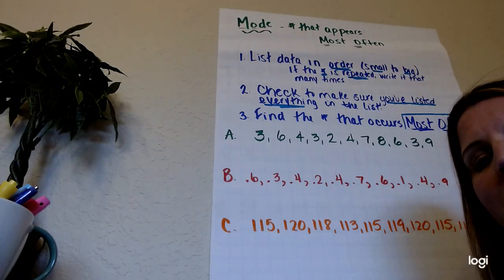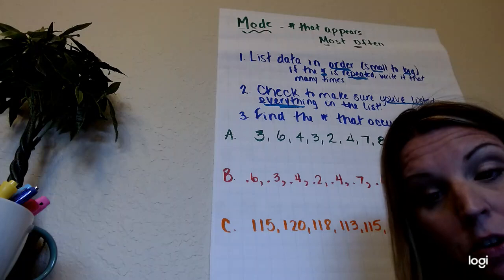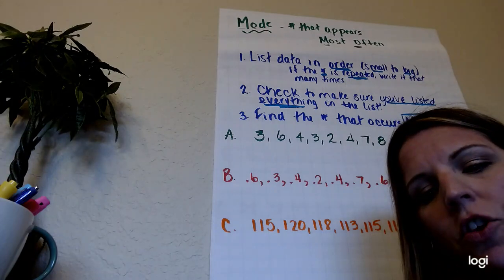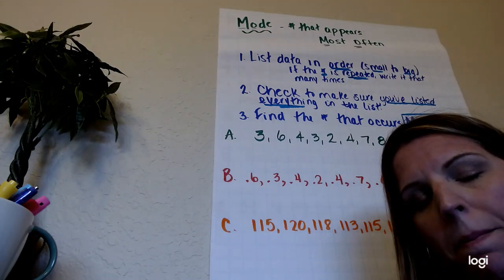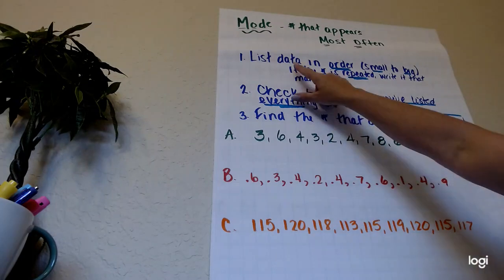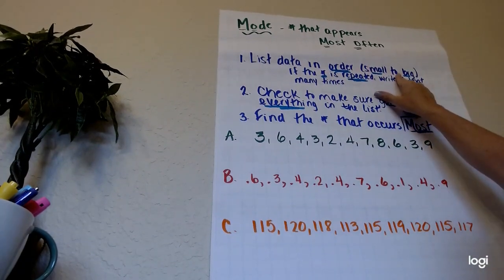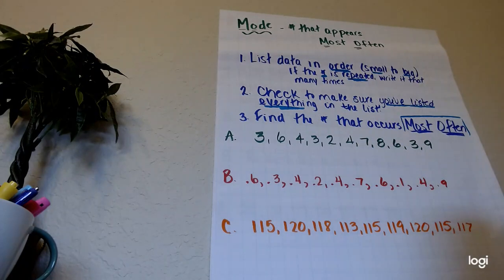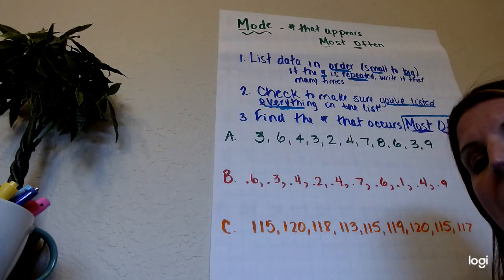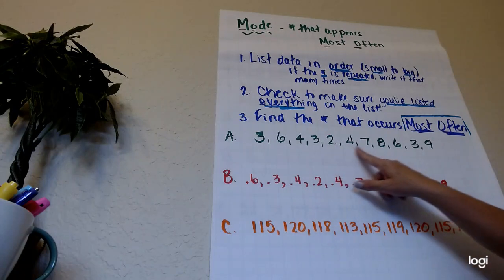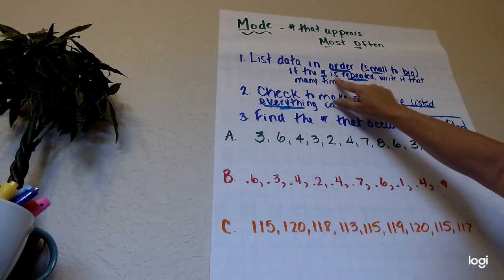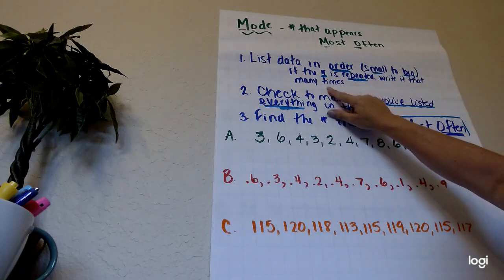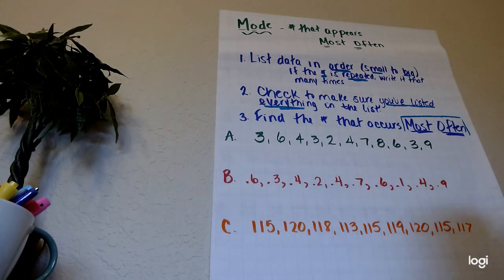The reason why I say that is because when we get into range, which is the next part today, it's going to make it easier when we have to find the range. So you're going to list your data in order, smallest to biggest. And if your number is repeated, meaning if your data says like 5, 7, 12, 7, you're going to list that 7 two times. So if a number is repeated, write it however many times it appears in your list.